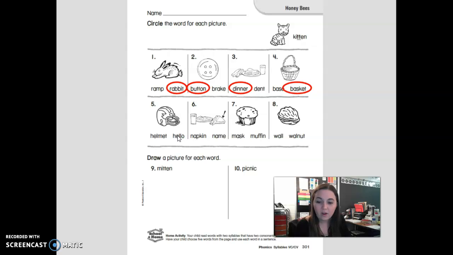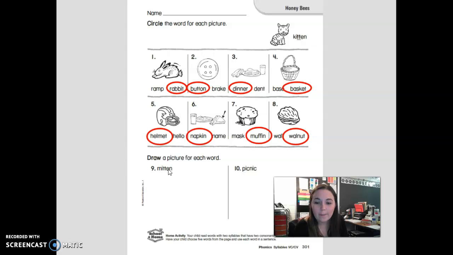All right, look at number 5. Is this a helmet or hello? Good, a helmet. All right, what are they pointing at in this picture? What is that? A napkin or a name? Good, a napkin. All right, what about this one? A mask or a muffin? Good, muffin. Last one, is this a wall or a walnut? Good, this is a walnut. A walnut is a kind of nut.